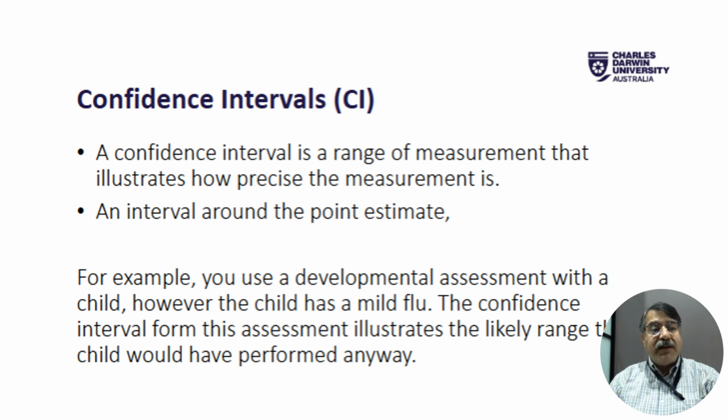So the confidence interval is a range of measurement that illustrates how precise the measurement is, an interval around the point estimate. A confidence interval is a range of values derived from sample data that is likely to contain the true population parameter, which we are talking about, for example, in our example, the mean difference between the two groups.